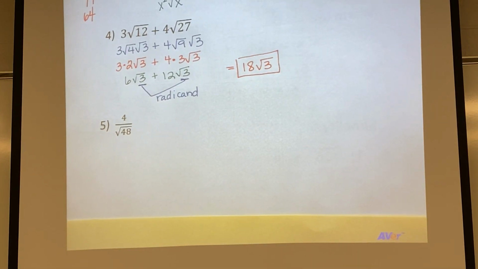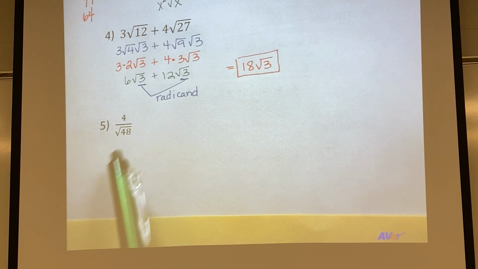Number 5, we have 4 divided by the square root of 48. You may have heard before that we don't like square roots or any radicals in the denominator. So we have to figure out a way to get it out of the denominator. So this is called rationalizing. And there's more than one way to go about this. 48 has perfect squares in it, so you could simplify it first, kind of like we did on 3 and 4. Or you could get rid of the square root first and then simplify later. It really doesn't matter either way.